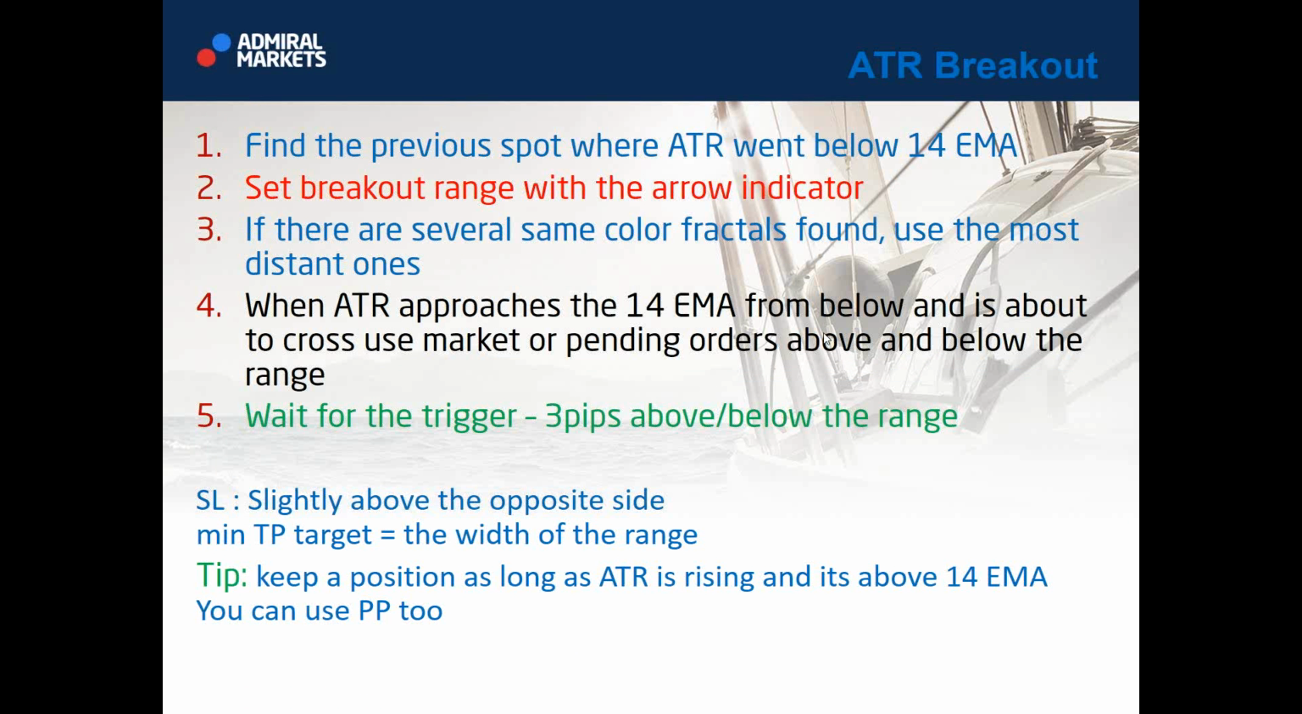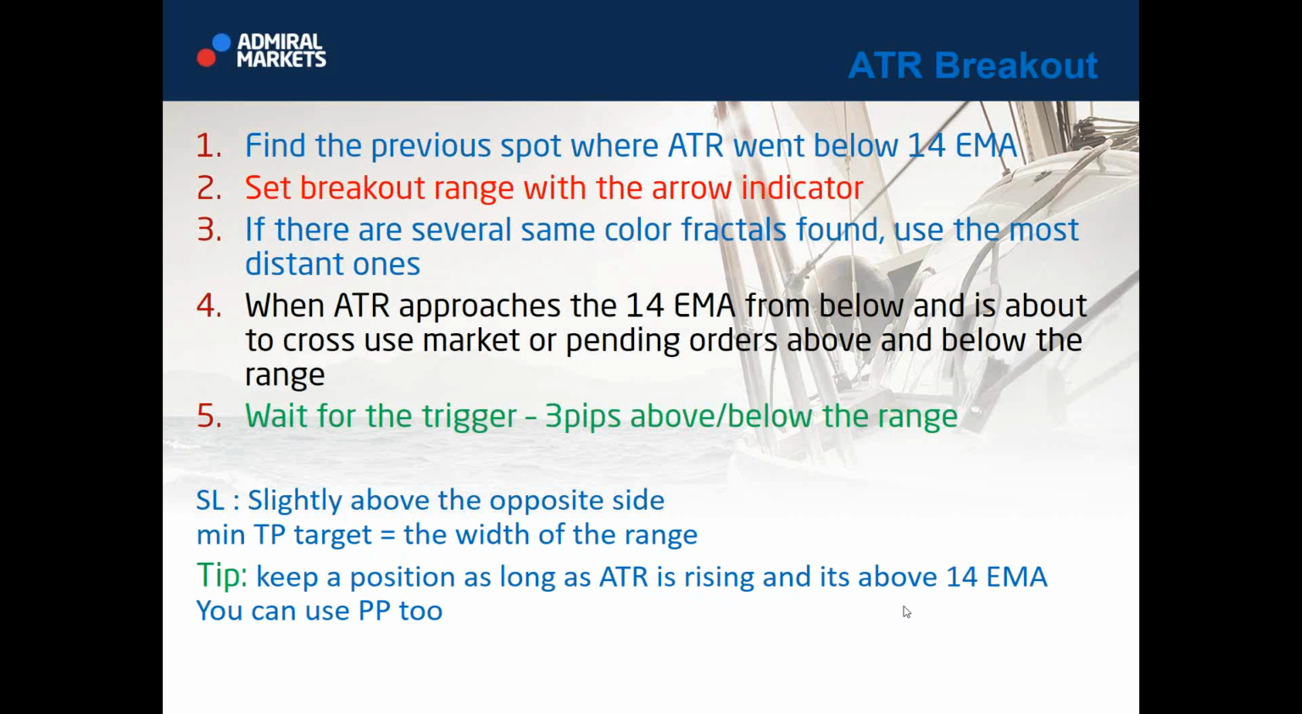When ATR approaches the 14 EMA from below and is about to cross, use market or pending order above and below the range. Wait for the trigger. Trigger is 3 pips above/below the range. Stop loss slightly above the opposite range. Minimum TP target the width of the range.